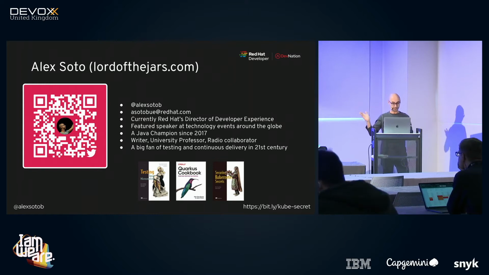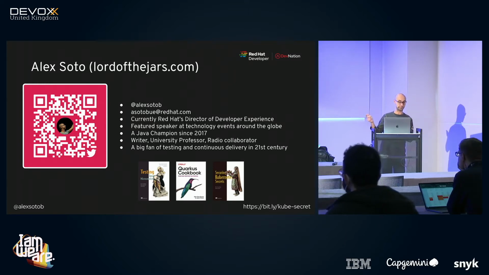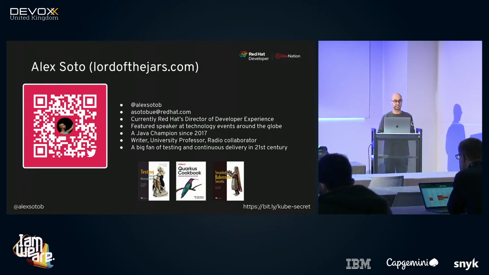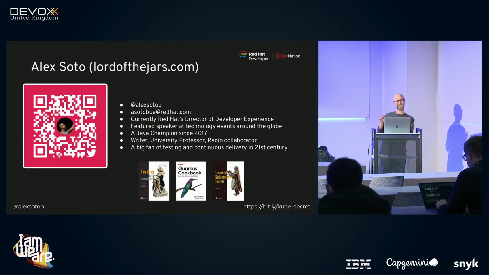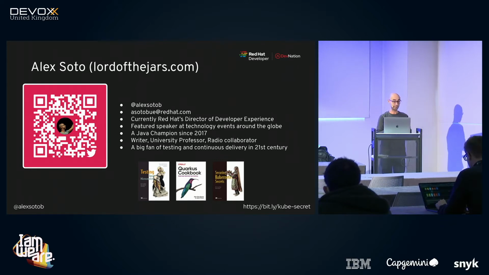I work at Red Hat, and I am the co-author of Testing Java Microservices, Quarkus Cookbook, and Securing Kubernetes Secrets, which in this book is like a deep dive, but with more things. So basically, in this talk, I've just taken some chapters of the book and will show them to you.